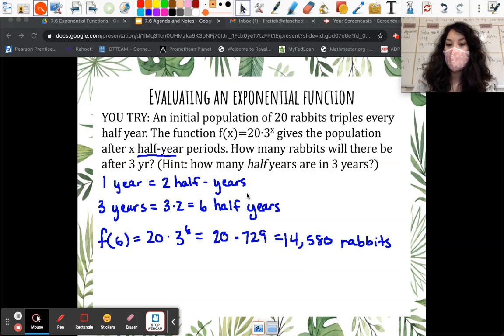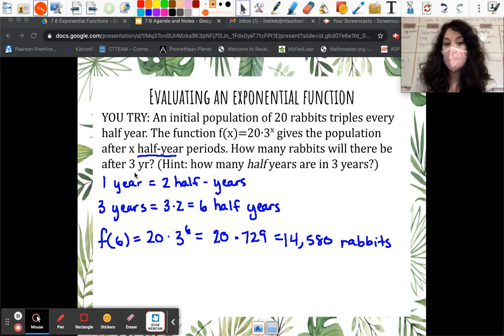So the tricky part about this problem, again, is the number that they're giving you is not actually what you're going to input for the value of x. X in this function represents the number of half years. So if you think about 1 year, there's 2 half years, right? Half a year is 6 months. So there's the first half of the year and the second half of the year. So there's 2 half year periods in 1 year.